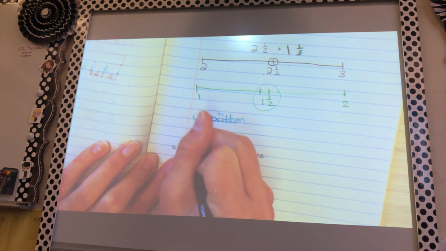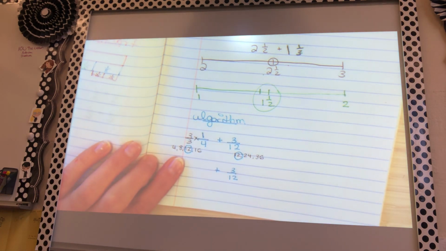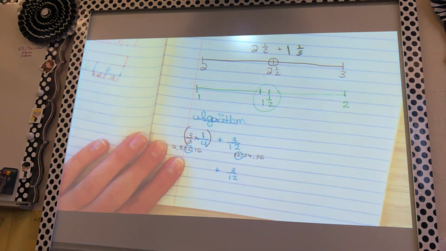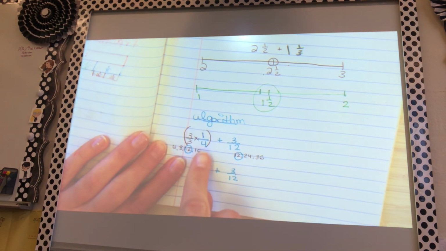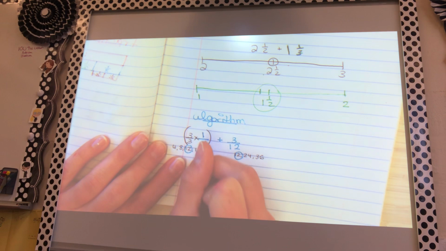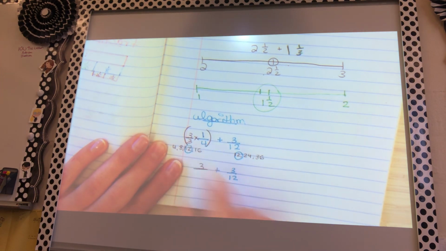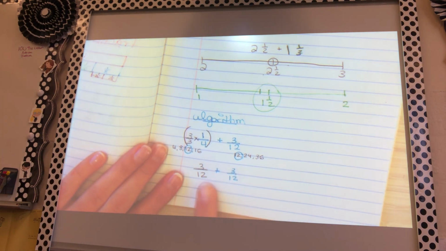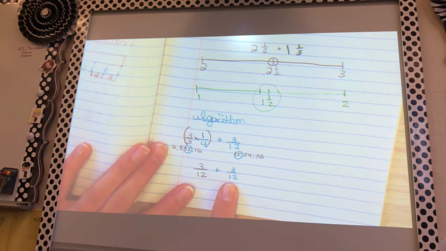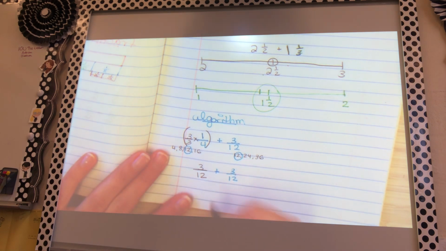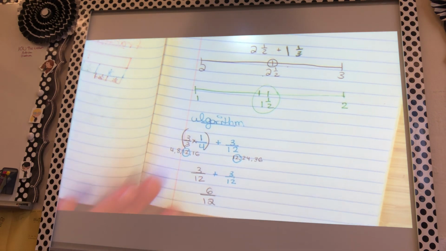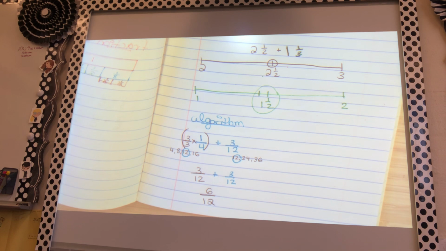So if I multiply by 3/3, then I should be able to find an equivalent fraction in 12ths. 3 times 1 is 3. 3 times 4 is 12. So now my denominator is the same. I can go ahead and just add up my numerators. So 3 plus 3 is 6. I do not add my denominators, that's 12. So that's how you do the standard algorithm.